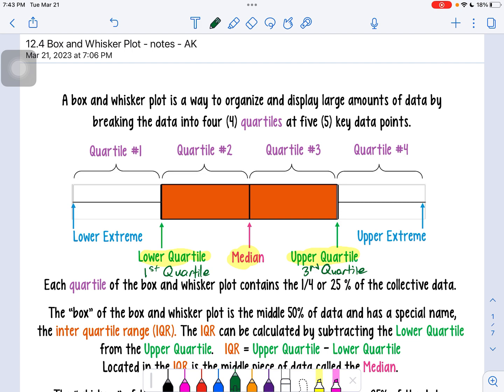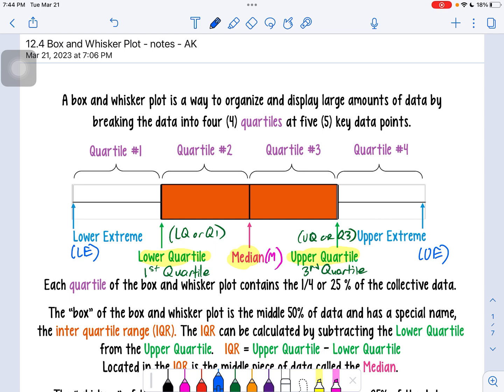And so you can abbreviate this as either LQ or quartile 1. You can abbreviate this one as either UQ, or you can call it quartile 3. And then the median we can abbreviate as M, and we can call the lower extreme, this is just the smallest number, LE, and the upper extreme we're going to call UE. So when you see those abbreviations, that's what it means, okay?